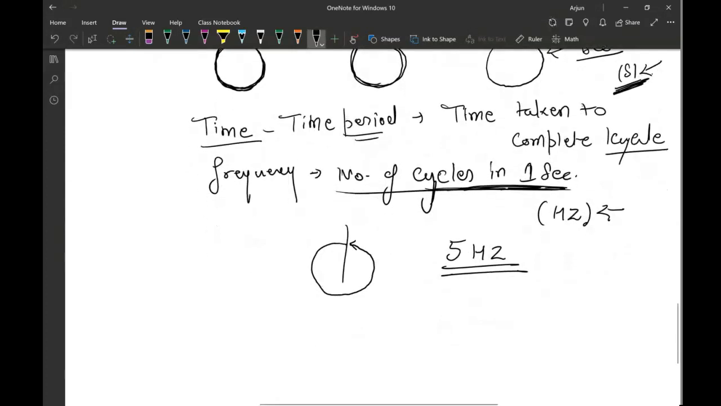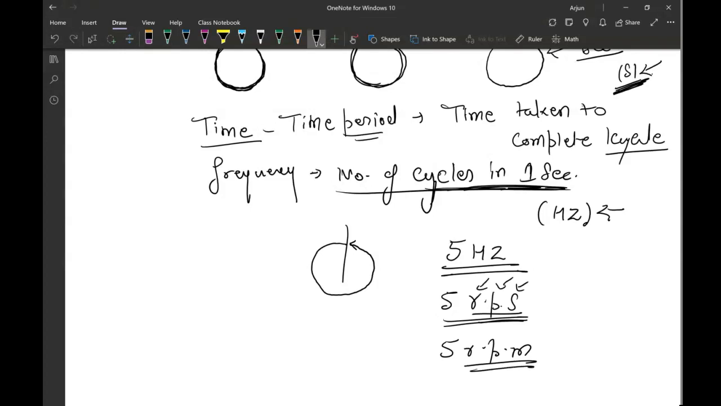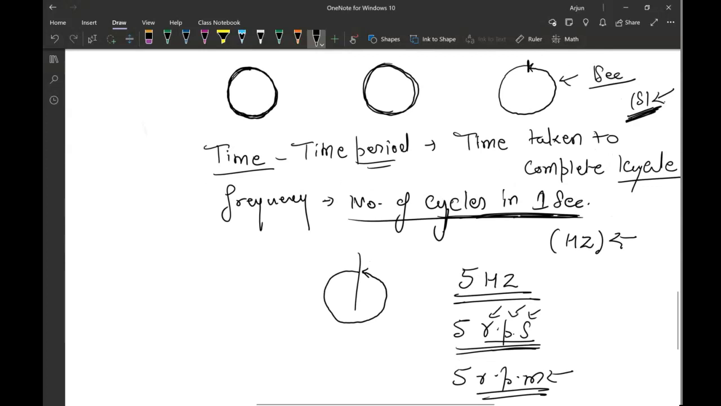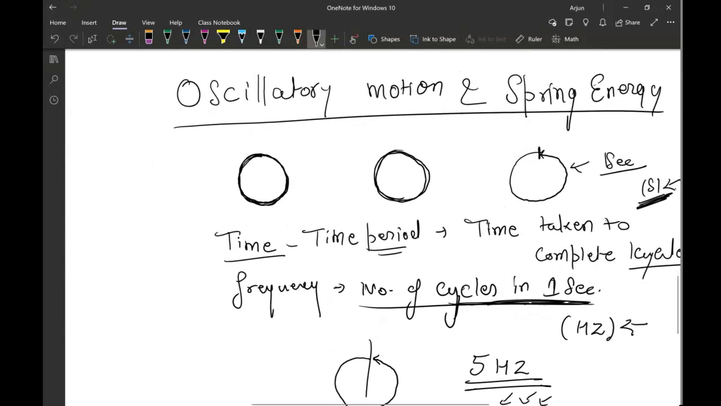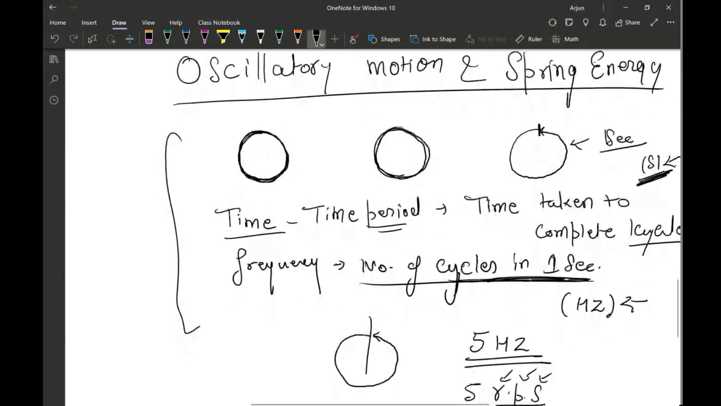Another unit can be revolutions per second, 5 rps. Sometimes you might be given in the questions revolutions per minute. So you have to convert minutes into seconds. So we need to pay attention to those things also in the question. Hopefully you understood this motion. This was a specific example of the circular motion.